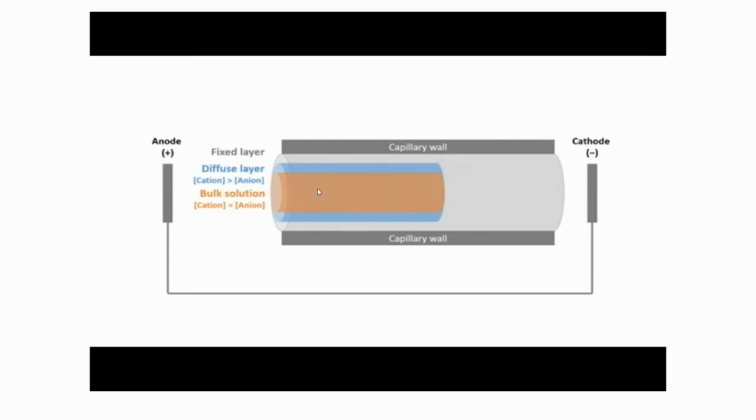Imagine the diffuse layer is like a movable tube inside the capillary. When we apply a voltage across the capillary, the cations in the diffuse layer will be attracted towards the negatively charged cathode, dragging the bulk solution along with them. That's why the electro-osmotic flow is generally towards the cathode.